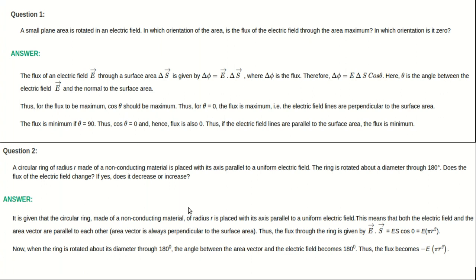Now this example: we have a small plane area rotated in an electric field. In which orientation of the area is the flux of the electric field through the area maximum, and in which orientation is it 0?